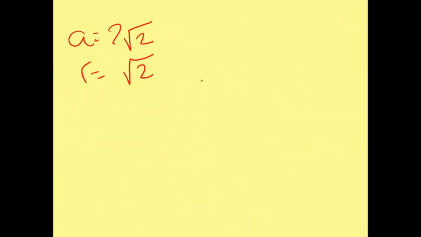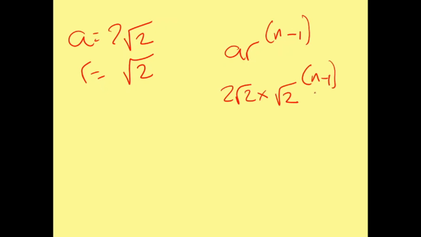So now I know that my formula, remember, is AR brackets n minus 1, and I've put my values in now. I've got 2 root 2 times root 2 brackets n minus 1. It asks for the 10th term, so it's going to be 2 root 2 times root 2 to the power of 9. I'm just going to type that into my calculator: 2 times root 2 times root 2 to the power of 9. And I've got the answer 64. Hope you enjoyed the lesson.